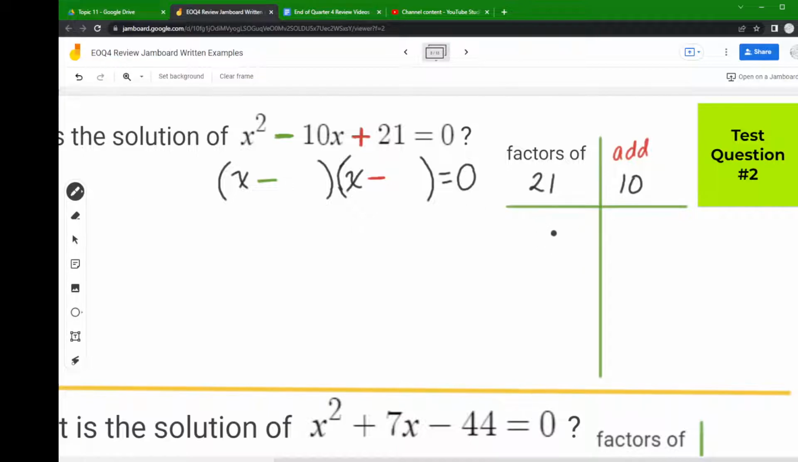All right, so the factors of 21. I know I have 1 and 21. It's not divisible by 2. 3 and 7. It's not divisible by 4, not divisible by 5, not divisible by 6. And since that brings me up to the 7 again, that tells me I have my entire factor list. So now I'm going to add these values. So 1 plus 21 is 22, and 3 plus 7 is 10.